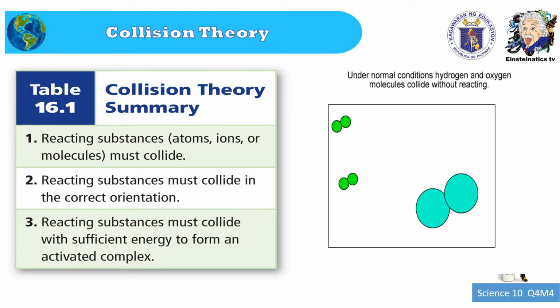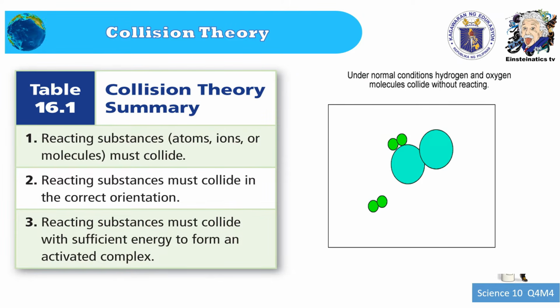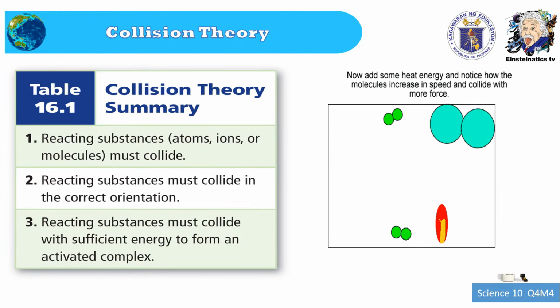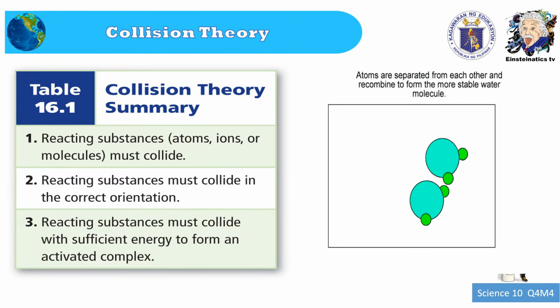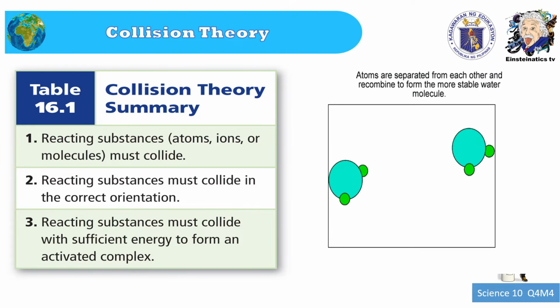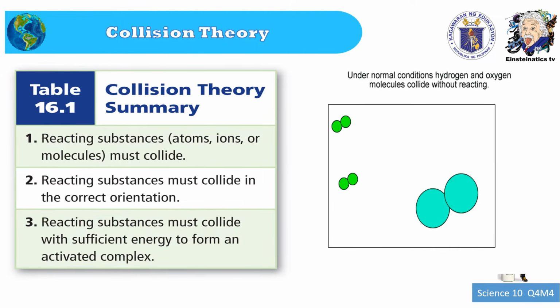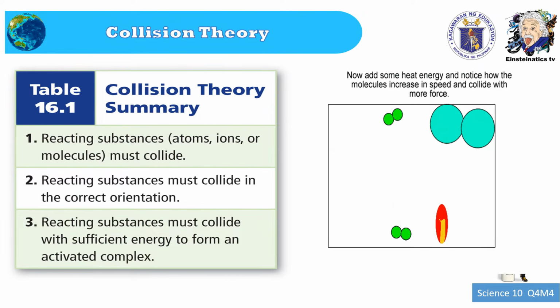So, here's a quick summary of the collision theory na nagpapaliwanag kung paano nga ba nangyayari yung chemical reaction. Yung una is that yung reactant substances must collide or kailangan magbanggaan. Yung number 2 naman is that yung reactant substances must collide in the correct orientation. And yung ikatlo is that yung reacting substances must collide with sufficient energy to form an activated complex. So as you can see, kailangan ng correct orientation and kailangan ng enough energy para maging successful yung isang chemical reaction.